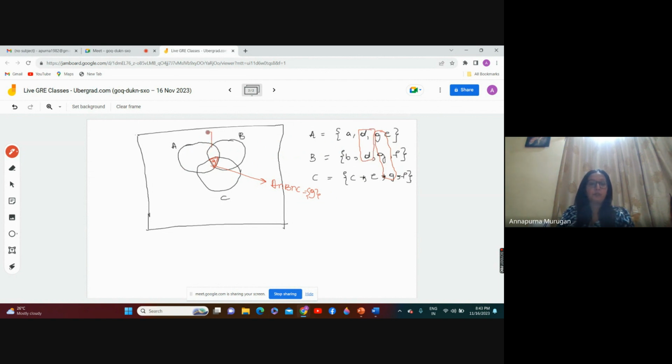So this is A intersection B. What is present in both A and B? It is D. And what is present in B and C? B intersection C, we have F. Now, A intersection C, what is present in this one? E. So you can write it as E here.